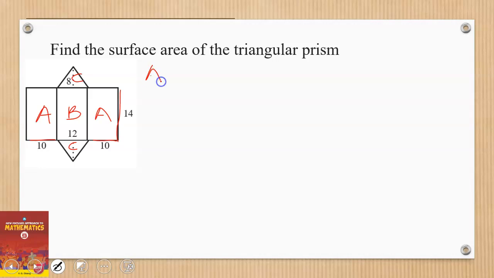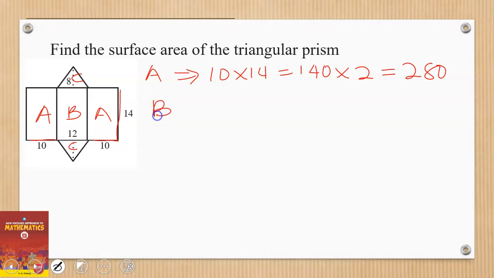So we can say area A implies, how do we find area A? It is 10 times 14, and that will give us 140 times 2. So we have 280 centimeters squared, that is if it's in centimeters. Then area B is only 1, so that will give us also 14 times 12.